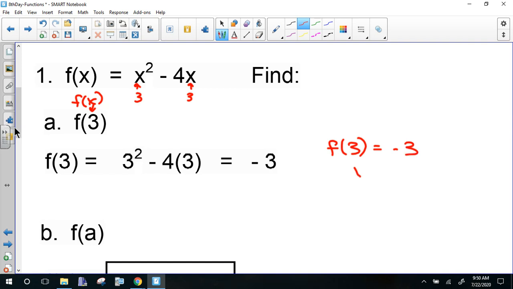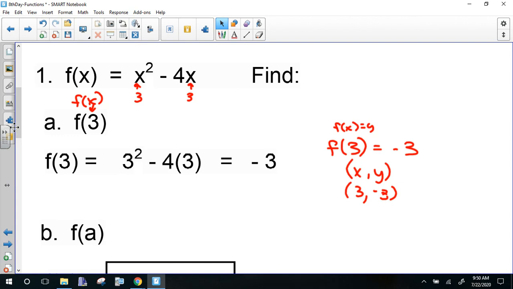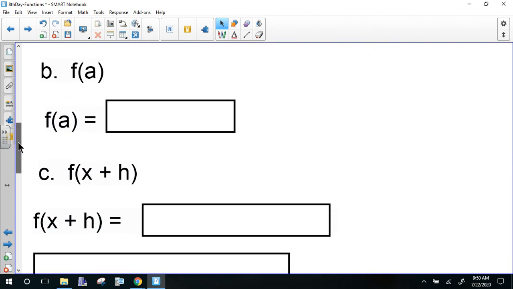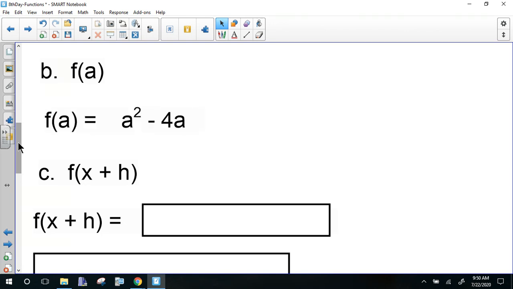X is 3. The y value, which is the same as f of x, is negative 3. Okay. What if I plug in an a? Well, if I plug in an a wherever I see an x, it looks like this. A squared minus 4a. There's nothing else you can simplify. You leave that as your answer.